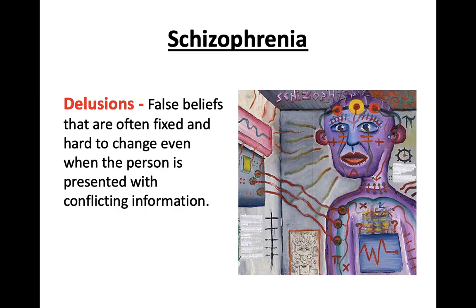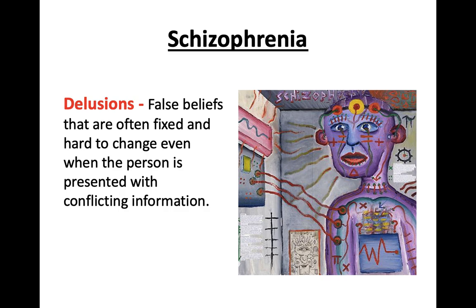So one of the characteristic features of schizophrenia is the experience of delusions. Delusions are false beliefs that are often fixed. That is, they're hard to change even when the person is presented with conflicting information. They're often culturally influenced as well. So, for instance, somebody that is having a delusion might believe that they are somebody like Jesus Christ, for example, if they grew up in a Judeo-Christian culture.